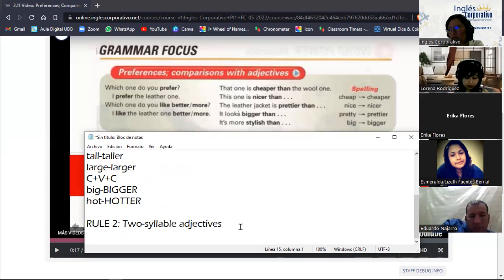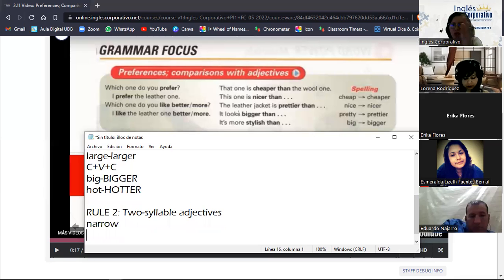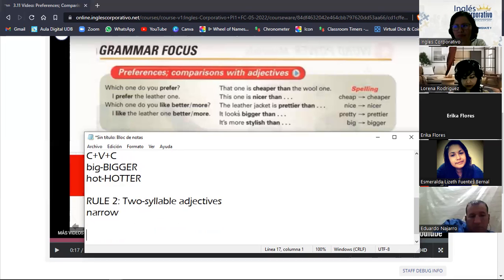Rule number two, two syllable adjectives. Voy a dar ejemplos. Es similar al anterior. Sin embargo, la única diferencia es que lleva dos sílabas. Por ejemplo, narrow. Narrow es angosto. Luego, gentle, ¿verdad? Amable, gentle, ¿ok?